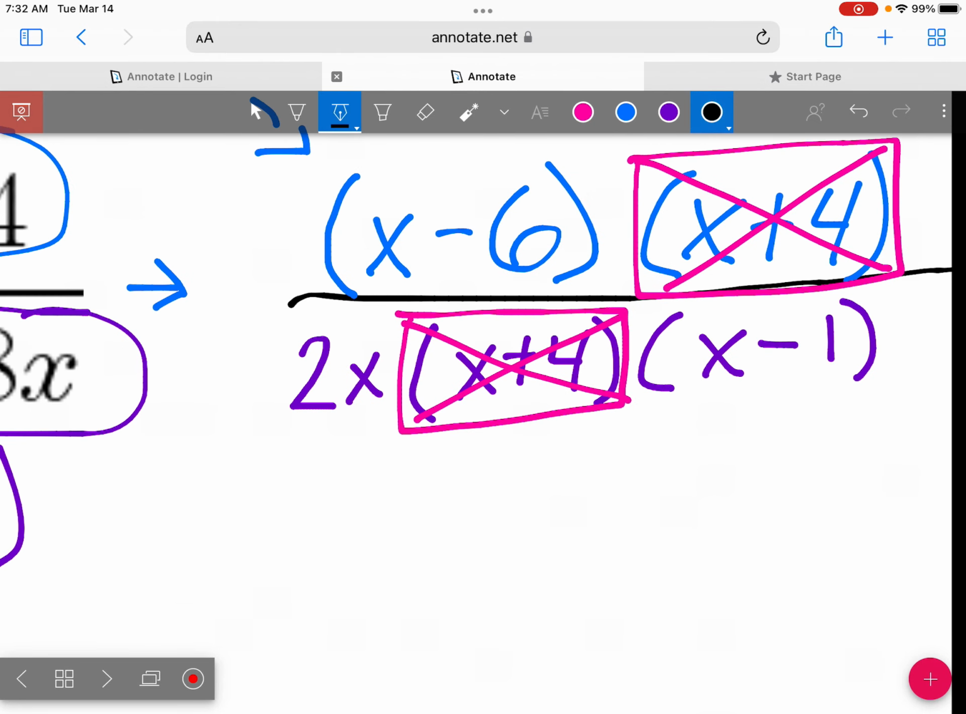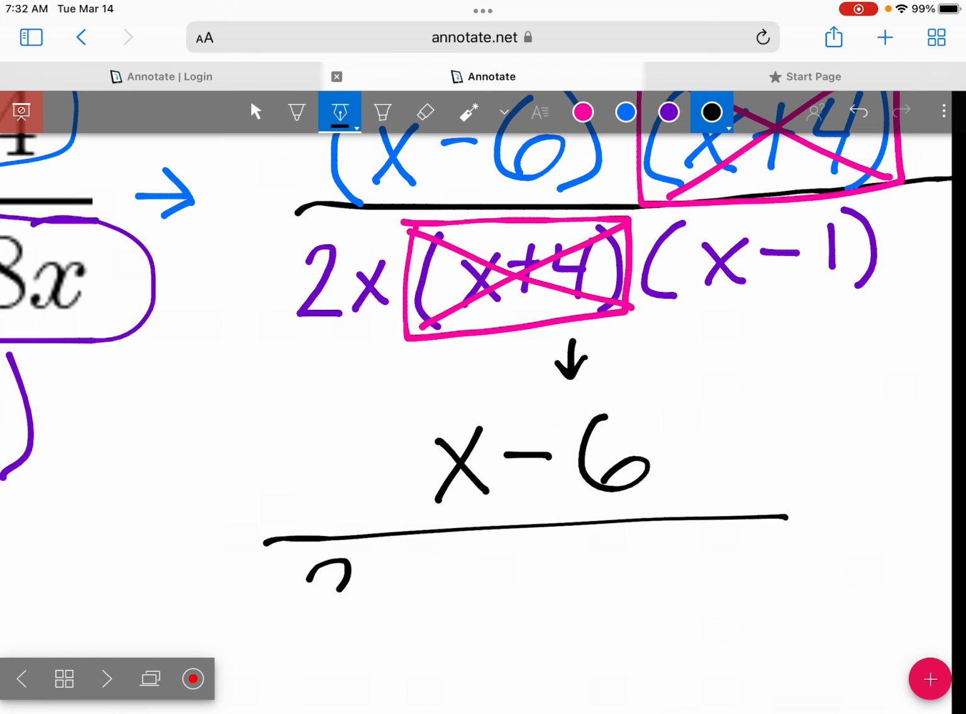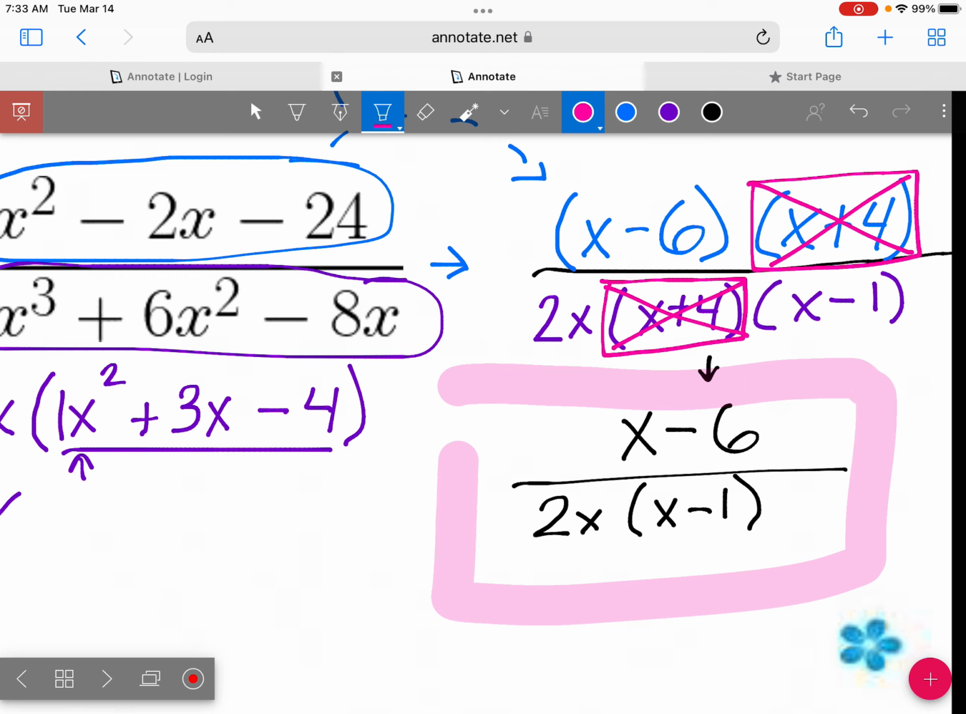So our answer here, our simplified version, is going to be just to rewrite the pieces that are left over. We have x minus 6 over 2x times x minus 1. And this guy is our answer.